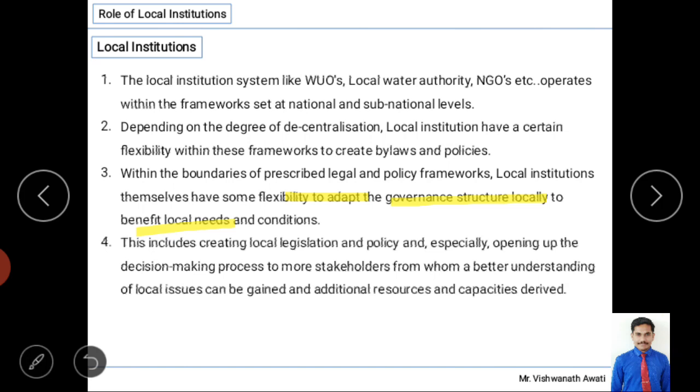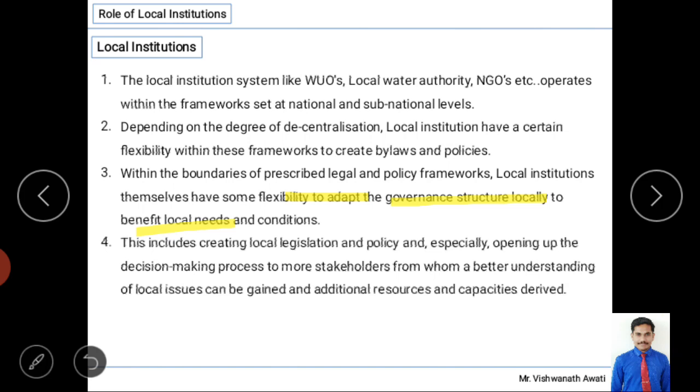This includes creating local legislation, policies, and especially opening up the decision-making process to more stakeholders, from whom a better understanding of local issues can be gained and additional resources and capability derived. So these kinds of words are very difficult to understand, but I'll try my level best to make it easy. Here, this includes creating local legislation. Local legislation means local rules and regulations and policies, especially opening up the decision-making process to more stakeholders.